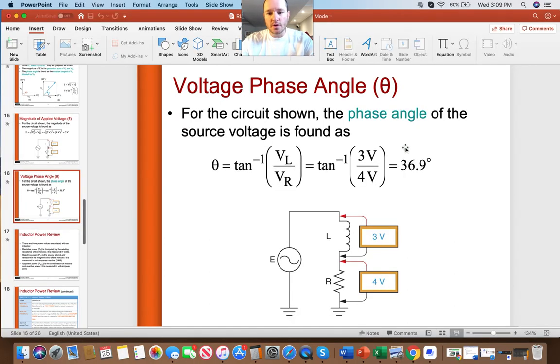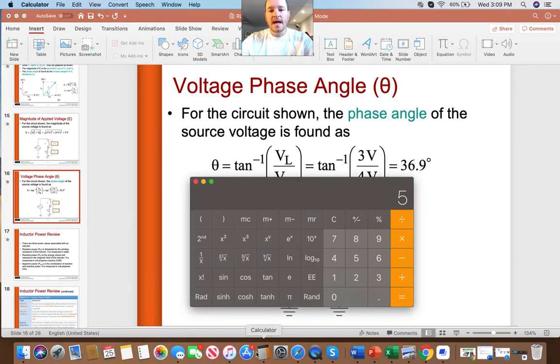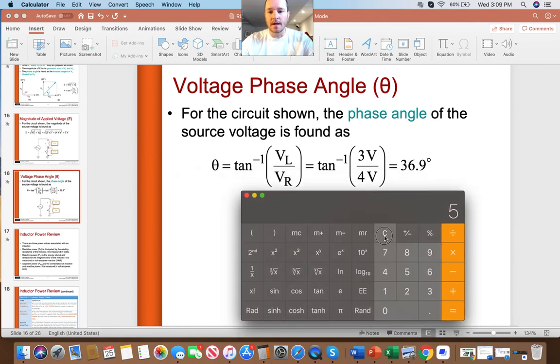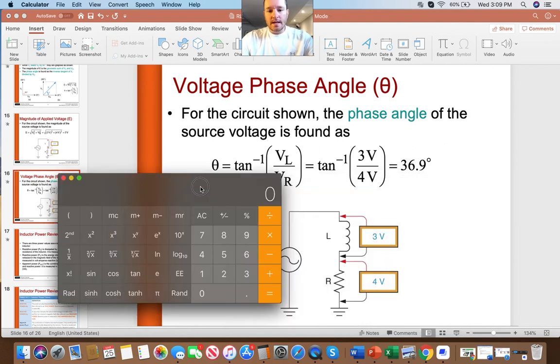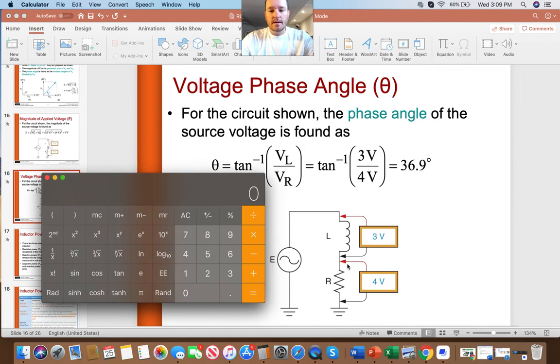Now, I do want to show you a couple of things here about this, and just some patterns that are really important to pick up on. You can tell here that this circuit is more resistive than inductive for a couple of reasons. The first, you're getting more voltage drop across your resistor than you are your inductor. What that means is it's more resistive, so your phase angle is going to be less than 45 degrees.